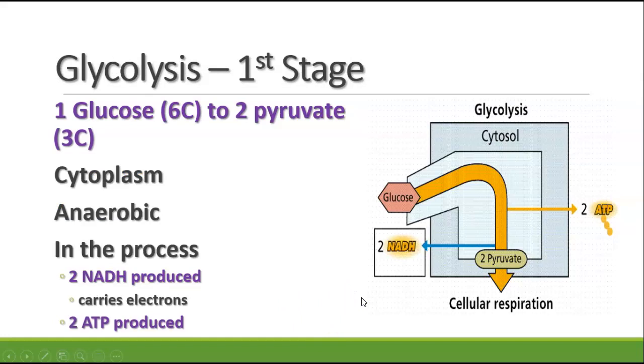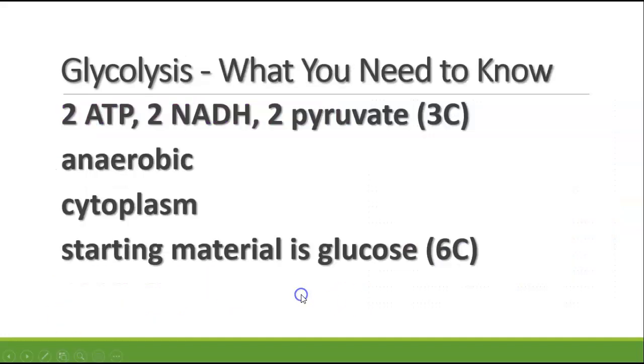The first stage is glycolysis. We're going to take the 6-carbon glucose molecule and we're going to split it in half to make 2 pyruvate molecules, each having 3 carbons. It occurs, like we said before, in the cytoplasm. It is anaerobic. And in the process, we're going to make 2 molecules of NADH and 2 molecules of ATP. The ATP is ready for the cells to use right away, but the NADH has to go to the electron transport chain inside the mitochondrion.